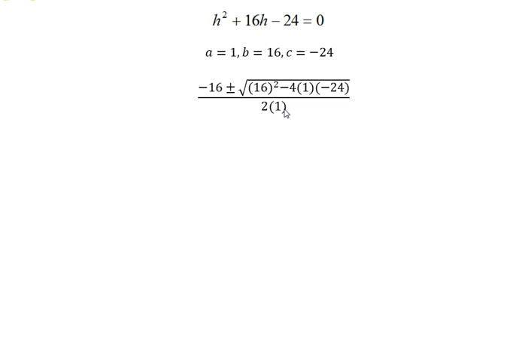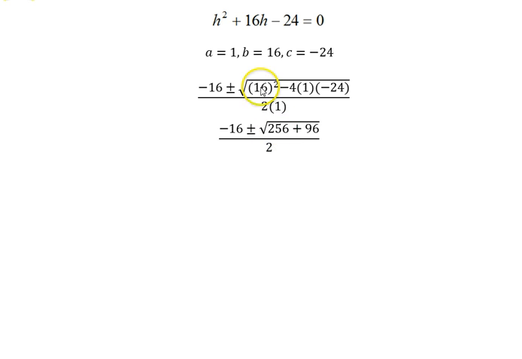Now we're going to do a little bit of simplification here. I'm going to simplify what's underneath the square root. So we have 16 squared, I'm going to do that, and then I'm going to do negative 4 times 1 times negative 24. By doing that, I get 256.